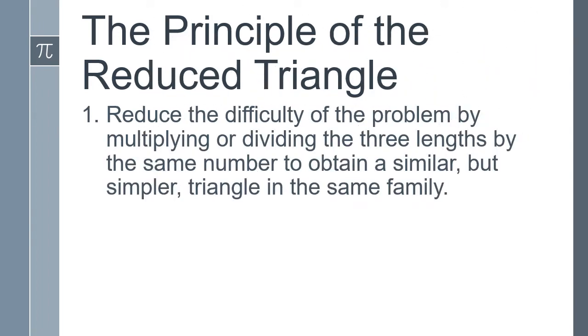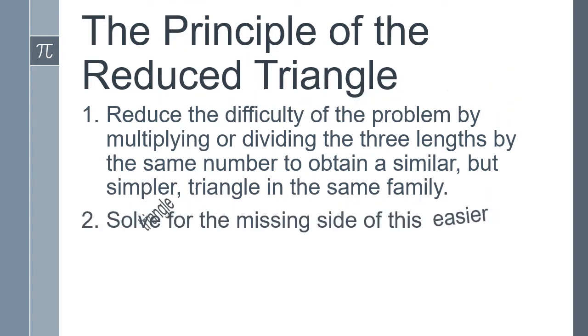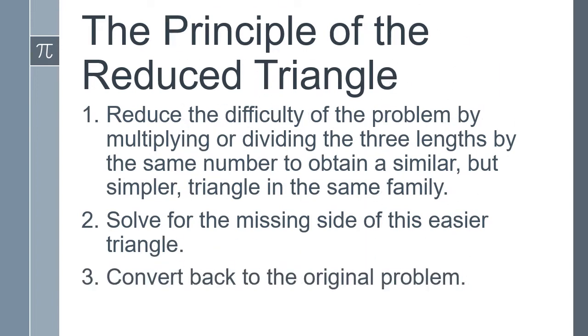So the methodology that we will use with the principle of the reduced triangle is to reduce the difficulty of the problem by multiplying or dividing the three lengths by the same number to attain a similar but simpler triangle in the same family. Then we want to solve for the missing side of this easier triangle, and then convert back to your original problem.